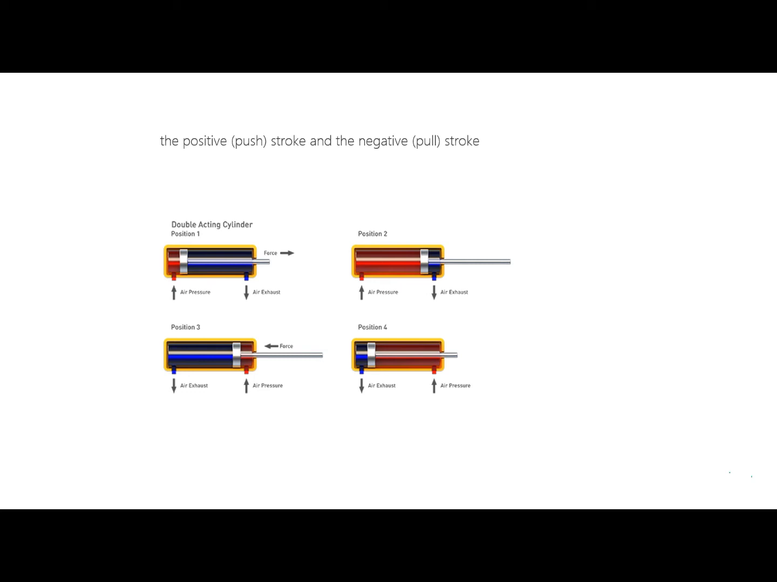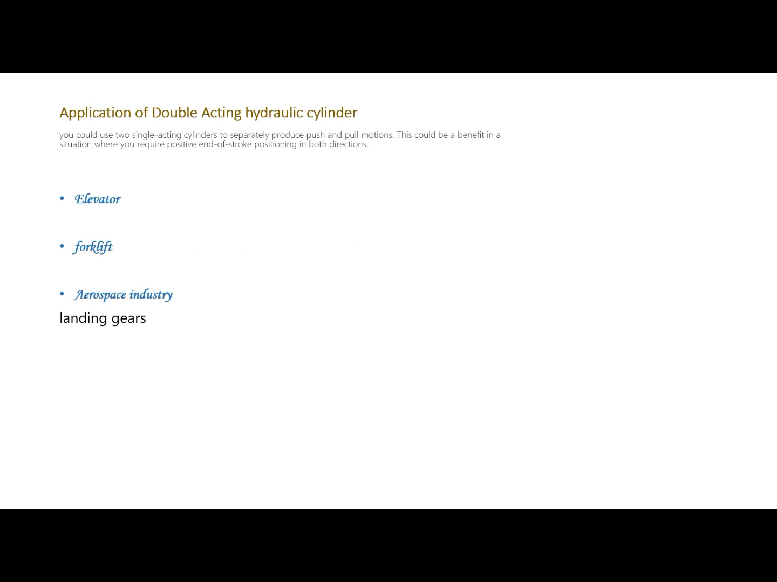This is the example of the positive push stroke and the negative pull stroke. As we can see, this is the force where there is pull, as happens to the cylinder. And when the force is push, this is what happens to the cylinder. You could use two single acting cylinders to separately produce push and pull motions. This could be beneficial in a situation where you require positive end of stroke positioning in both directions.